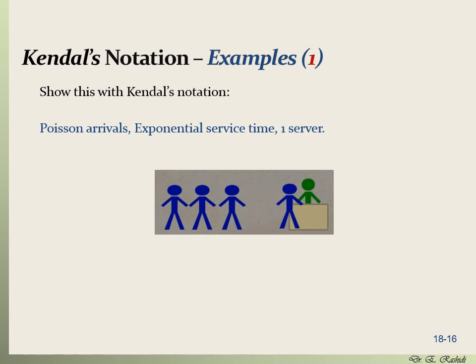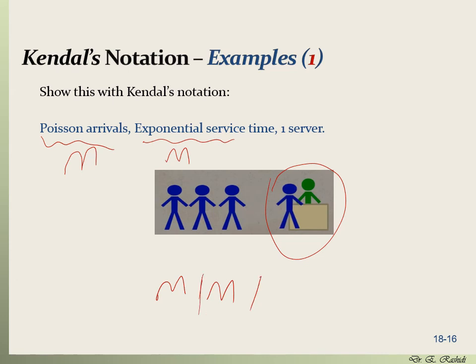Let's see an example. We want to show this queue with Kendall's notation. So we have one server here. The arrival distribution is Poisson. The distribution of service time is exponential. And we have one server. So using Kendall's notation, the Poisson arrival would be shown by M because it's Markovian. Exponential service is also Markovian. So that would be M, M, and 1. The 1 stands for one server.